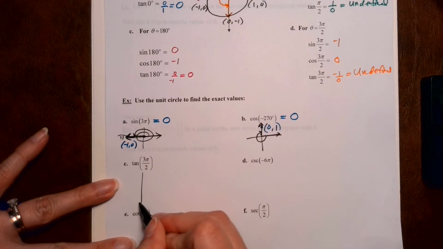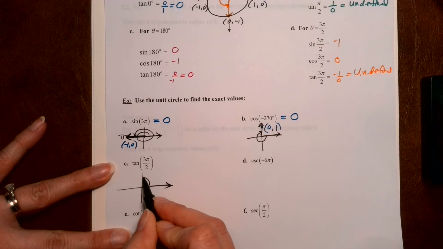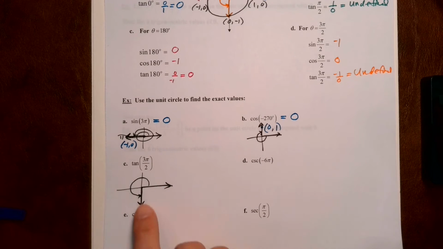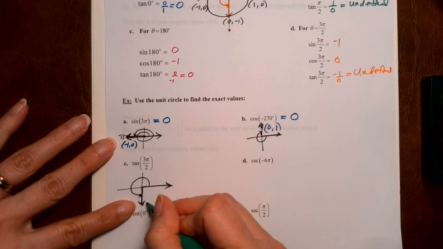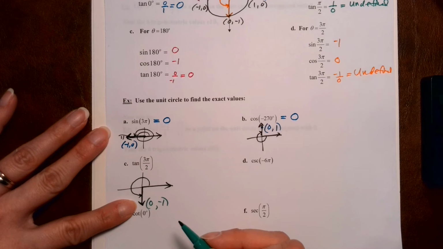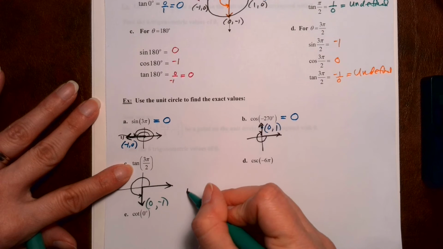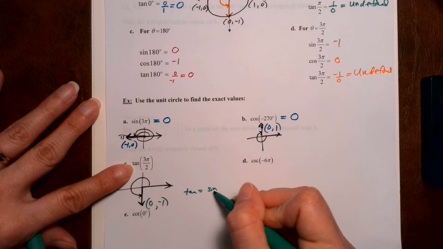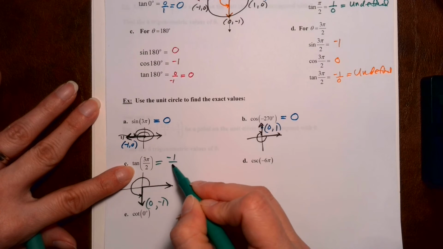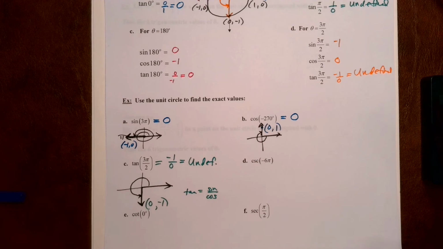Good. Okay, where is 3 pi over 2? So let's start our initial ray here. And we'll swing 1 over 2, 2 over 2, 3 over 2. Okay, so we're down south. What is the point 1 box down? What are the coordinates of that point? 0, -1. Okay, and how do you do tangent? Tangent is sine over cosine. So we'll do -1 over 0, which is, oh, that's undefined. Undefined, no value for tangent there.